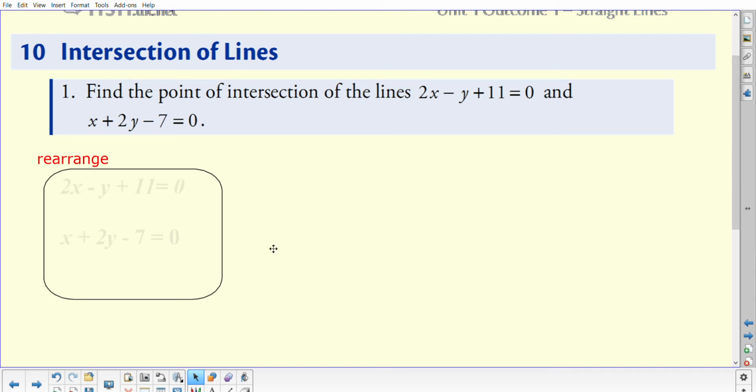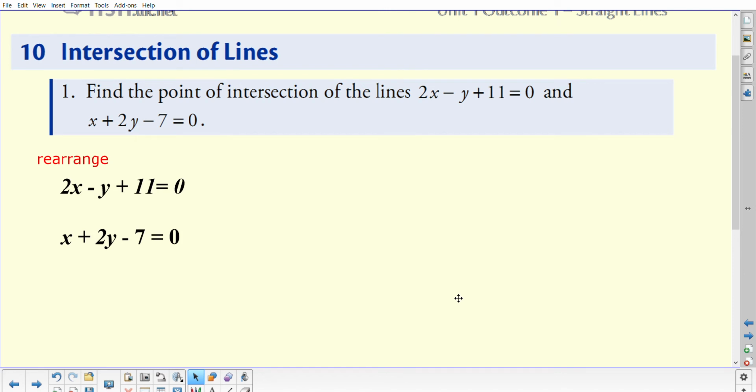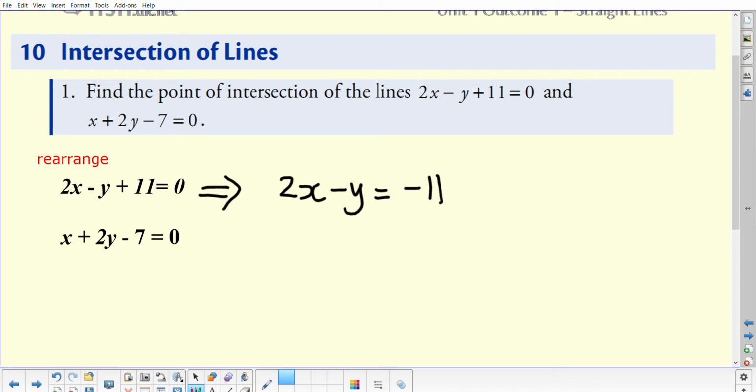And as we've already said, the first part of this would be looking for you to rearrange both of these. So we would be looking for you to rearrange the first equation there. We would be writing 2x minus y on the one side, and the plus 11 we take to the other side, it becomes negative 11. So we're rewriting it. And the second equation, rewriting it becomes x plus 2y, and that would be equal to positive 7.